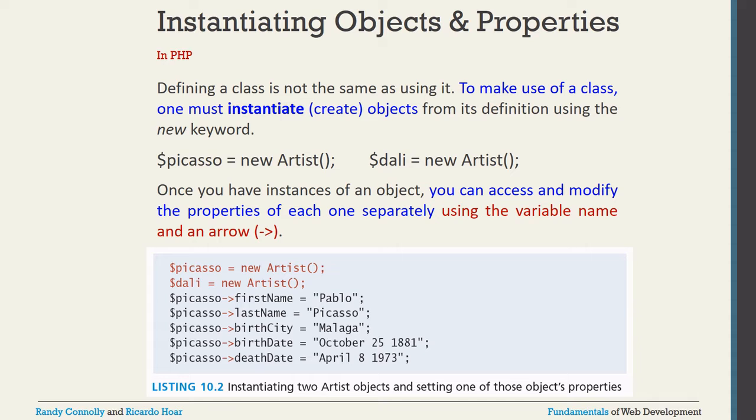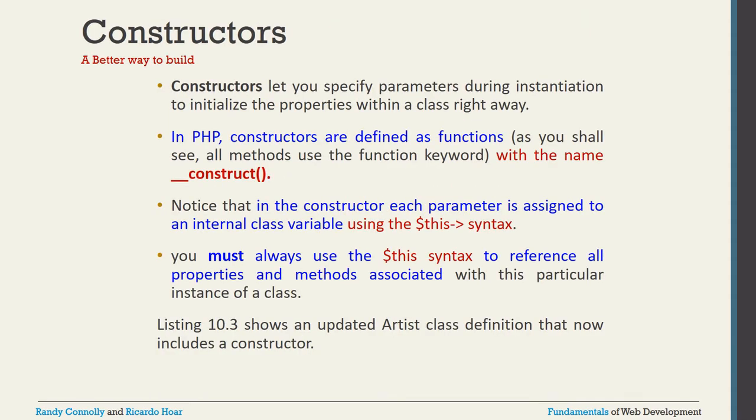Once you have an instance of an object, you can access and modify the properties of each one separately using the variable name and the arrow operator. So see here, Picasso first name equals this, Picasso last name again this, Picasso this one again this. In this way you can manipulate all of the information.